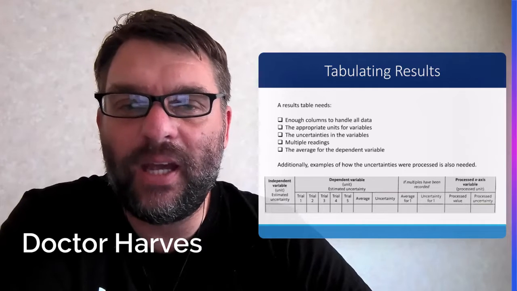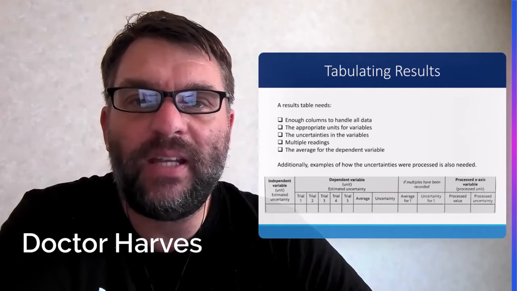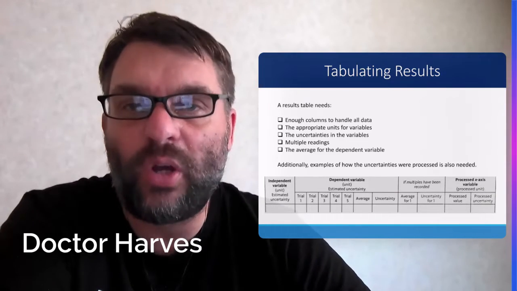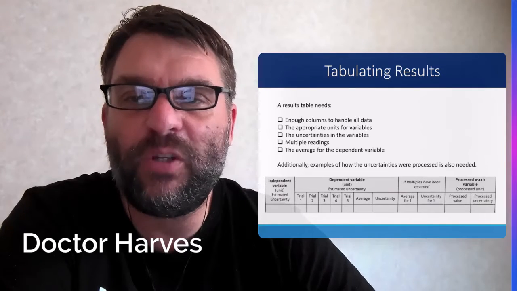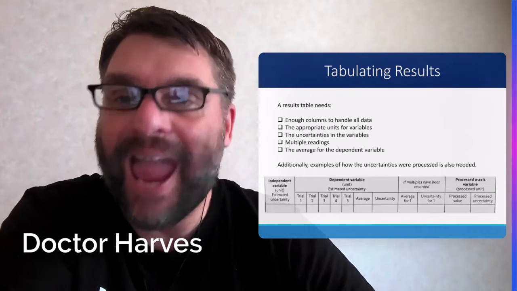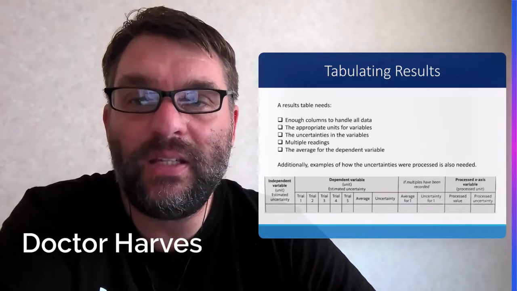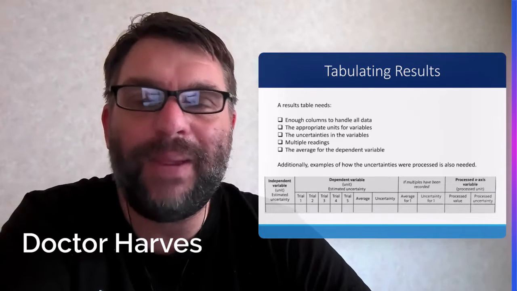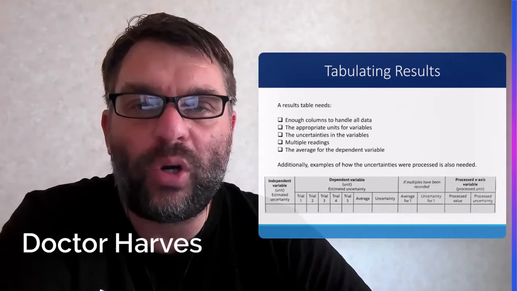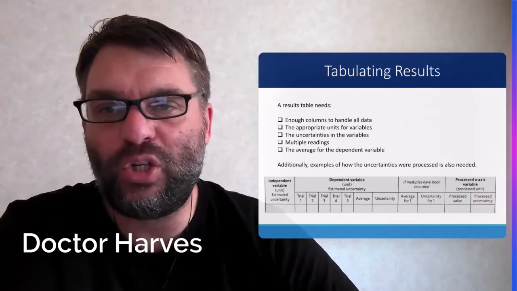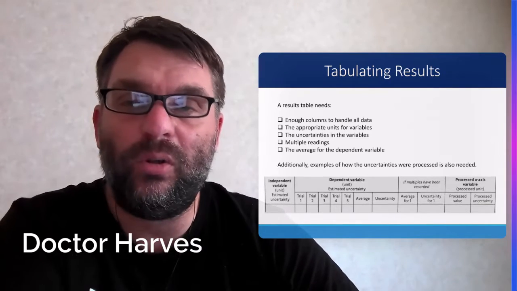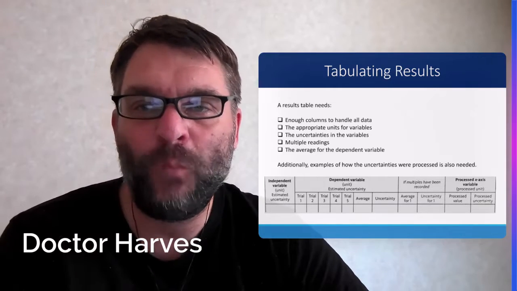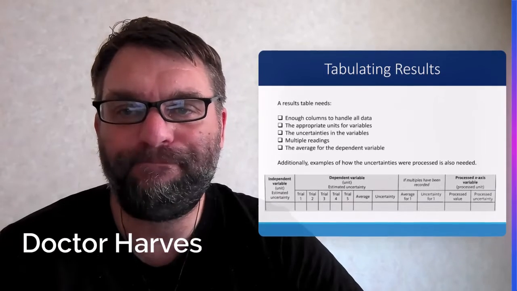So in terms of this internal, the result table needs enough columns to handle all the data. The appropriate units are required for the variables, so SI units. The uncertainties of the variables have to be calculated for both the first and the second graph. Multiple readings are required both for the independent and dependent variable, and the average for the dependent variable is also required. So in terms of your manipulation of uncertainties and your processed data for the second graph, you also need to provide examples of how you have done that in the report, so I know what you've done.